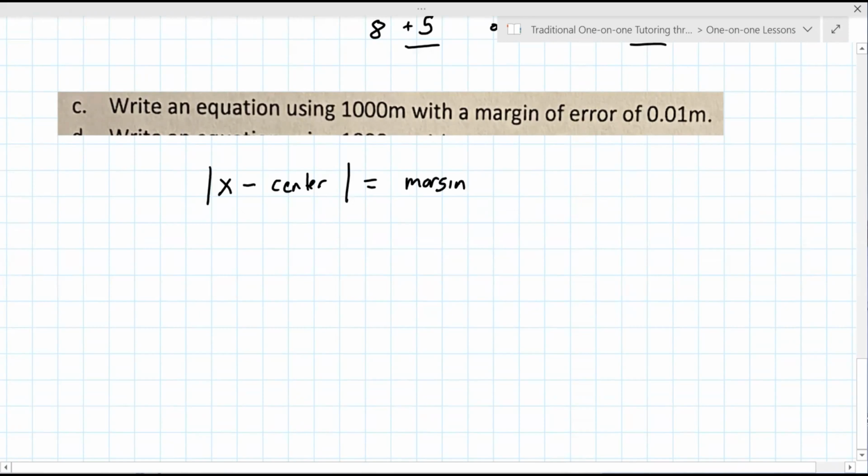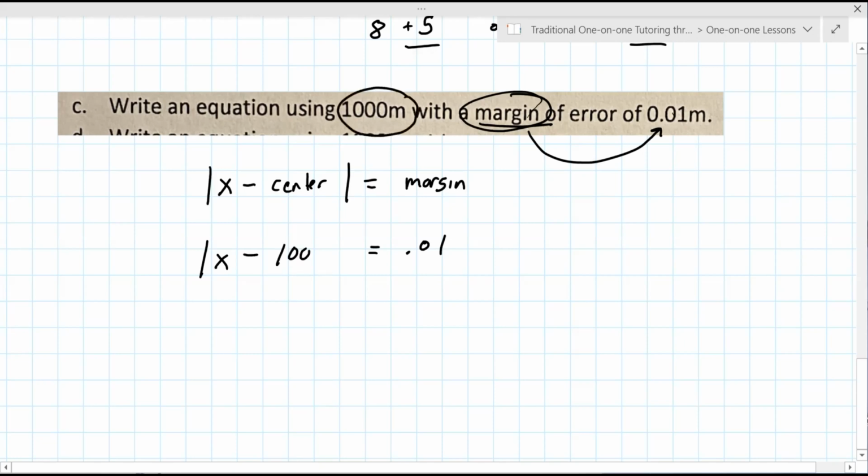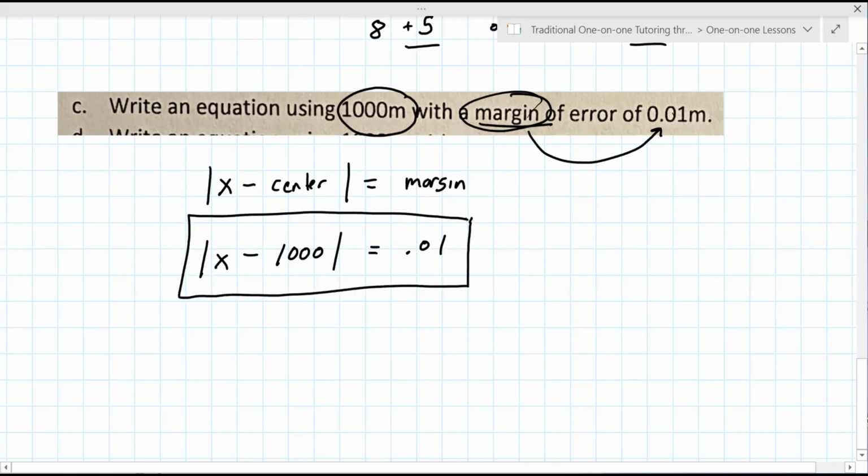Okay, so in this problem, your margin is this number right here, so that goes on the right hand side. It tells you the margin is 0.01. The center is the other number. The center is 1000. So this is what you have to write, and it comes from the equation above: x minus the center equals margin. That's the equation you want to remember, and it would be really helpful here.